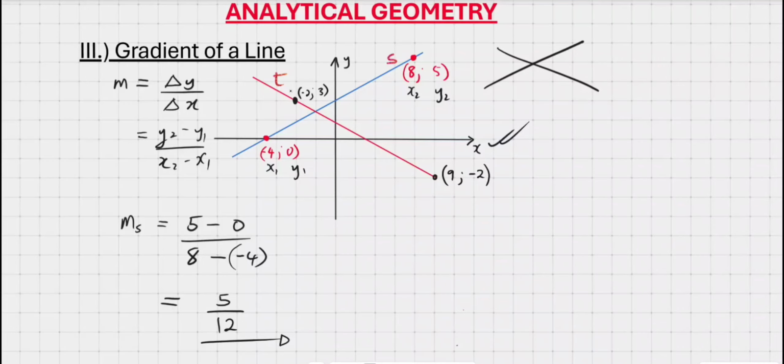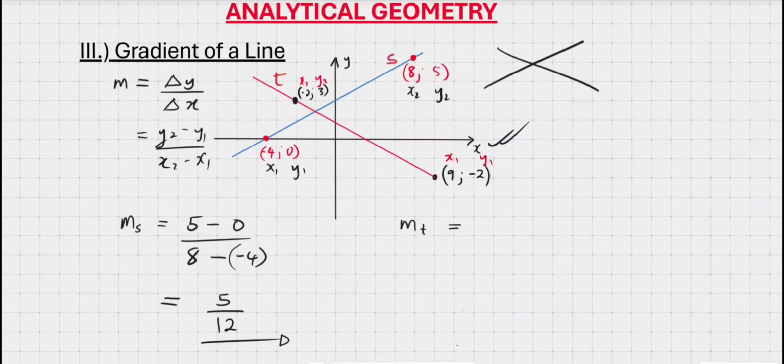Then let's go to line T. We also need to find the gradient of line T. We use the same formula. I'm going to write it mT. That is going to be change in y over change in x as well. Let's mark our points. I'm going to make this one my x1, y1, and this is my x2, y2.